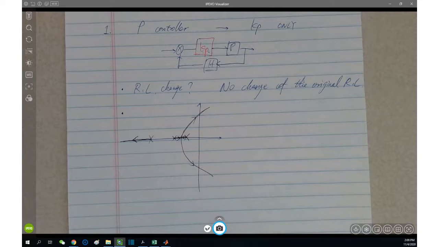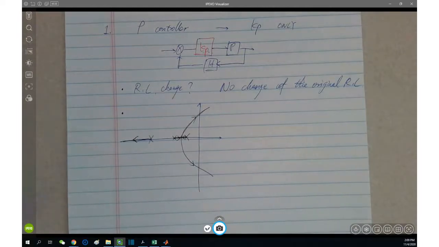No change. Then what's the difference then? Well, Kevin's saying, increase the open loop transfer function by a factor of KP. Very good. Sawyer is right again. It's changing the pole locations. Excellent answer.